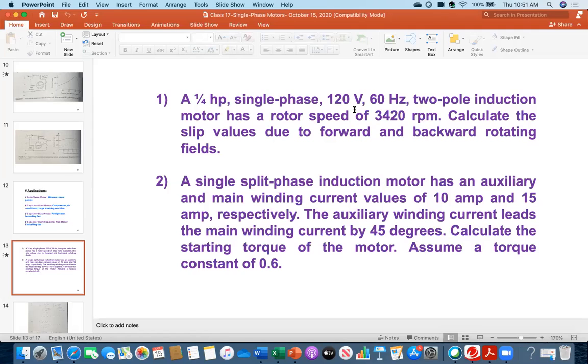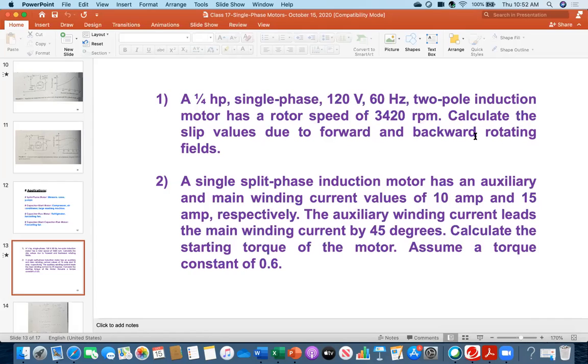A single phase 120 volt, 60 Hz, 2-pole induction motor has a rotor speed of 3420 rpm. Calculate the slip values due to forward and backward rotating fields. It is asking for the value of slip due to the forward field and due to the backward field. So everybody, now you solve it. Each of you has a calculator, take pen and paper and calculate the value of slip due to the forward field and the value of slip due to the backward field.